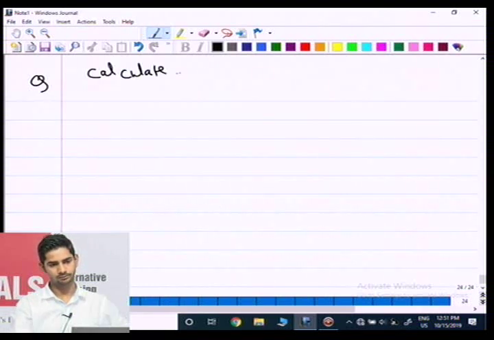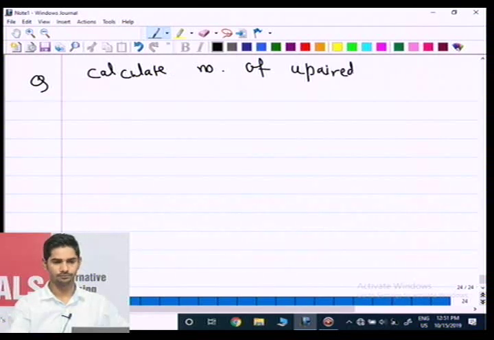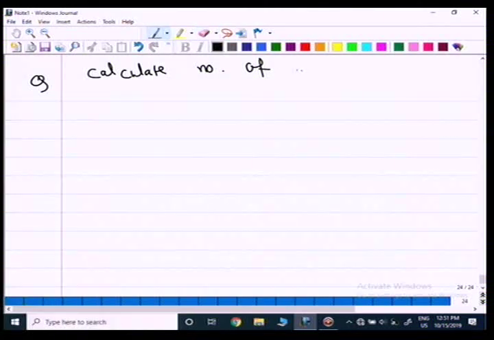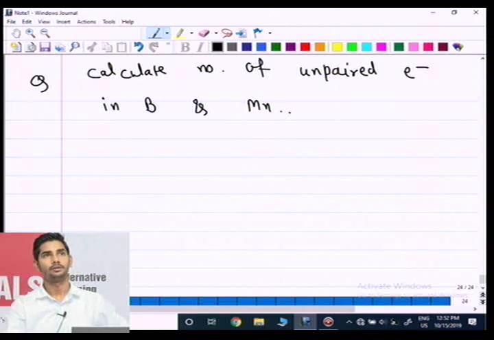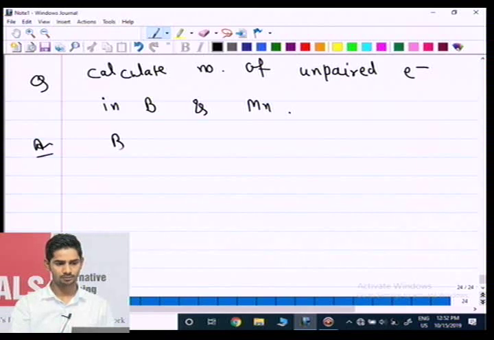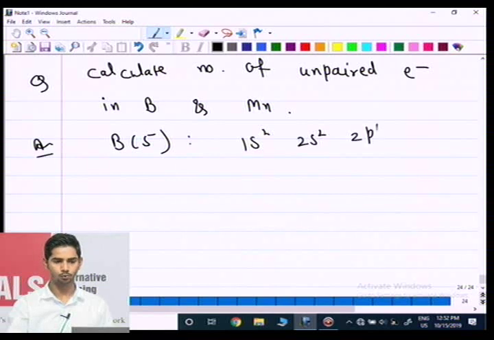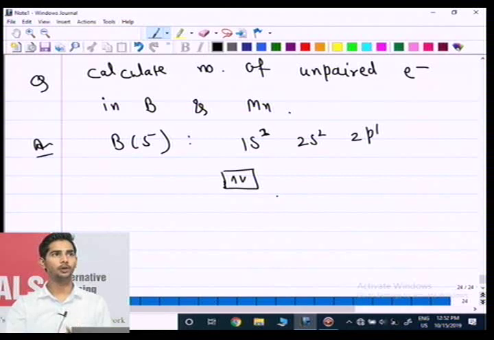Calculate the number of unpaired electrons in boron and manganese. Guys, I'm doing boron for you. Please look at this. Atomic number 5. Configuration is 1s2, 2s2, 2p1. If you look at this, one orbital can accommodate a maximum of 2 electrons.